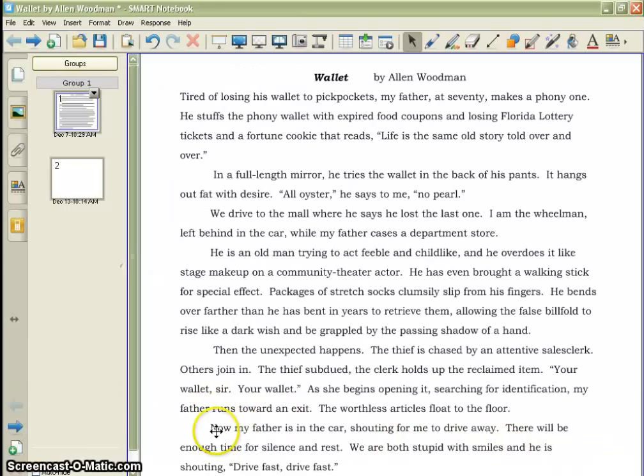Okay, so look at this part, pause the video, read the story, and then we're going to come back and try to annotate this story. All right?